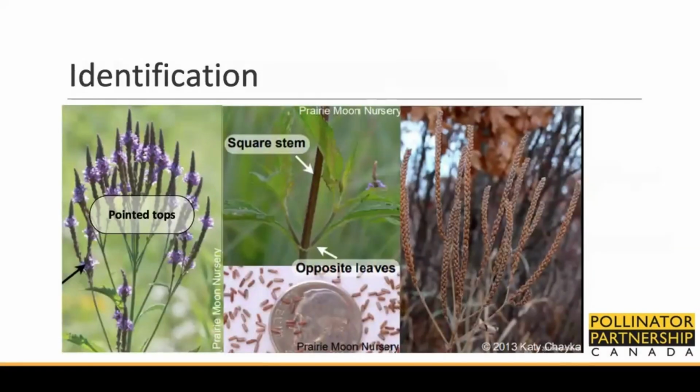Blue vervain has numerous pointed flower spikes that branch upwards, kind of looks like a candelabra, and each flower spike has a ring of bluish purple flowers. It's also got a square stem and oppositely arranged leaves with toothed edges and pretty rough texture.